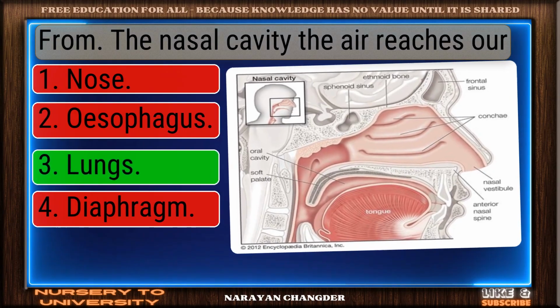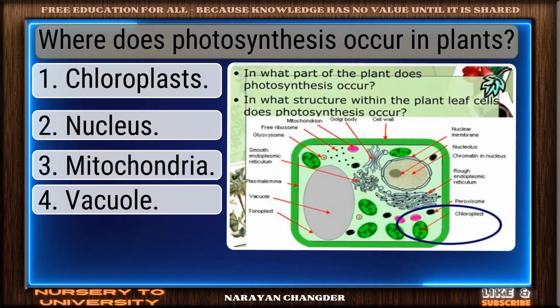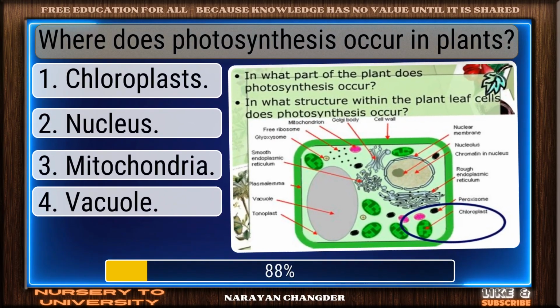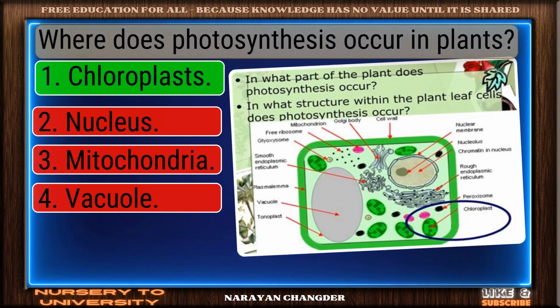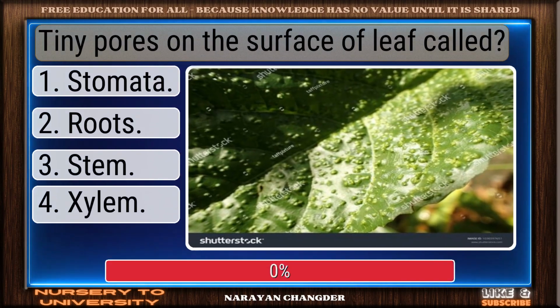Well done. Lungs is the right choice. Question number 97. Where does photosynthesis occur in plants? Valid point. Chloroplasts is true. Question number 98. Tiny pores on the surface of leaf are called?